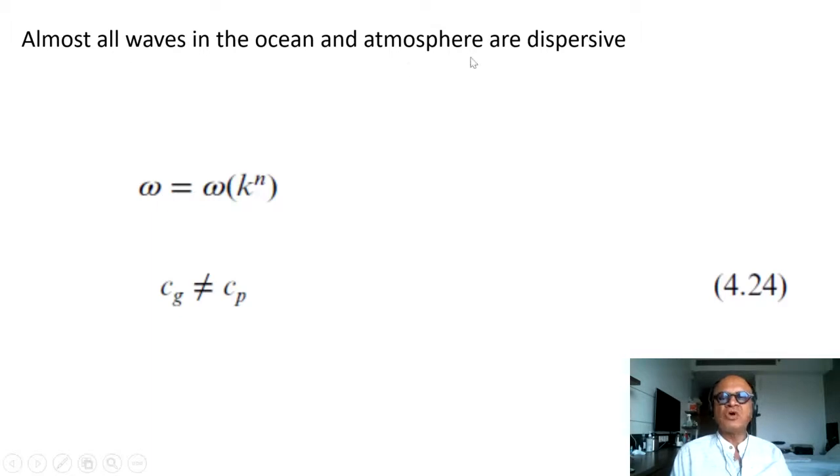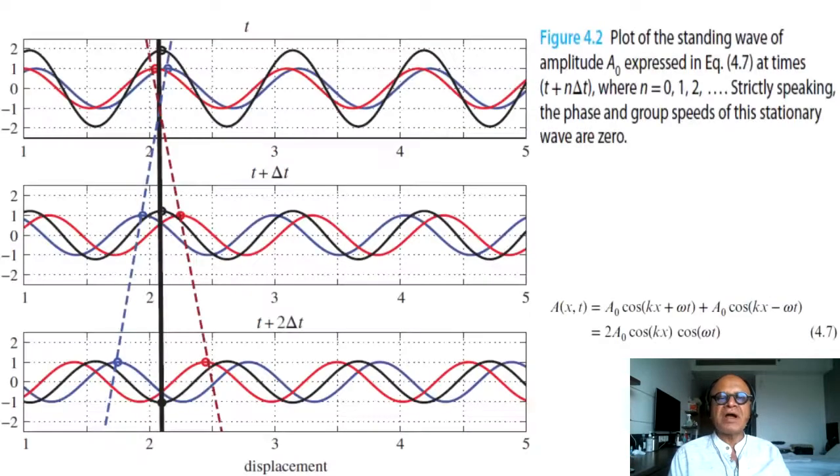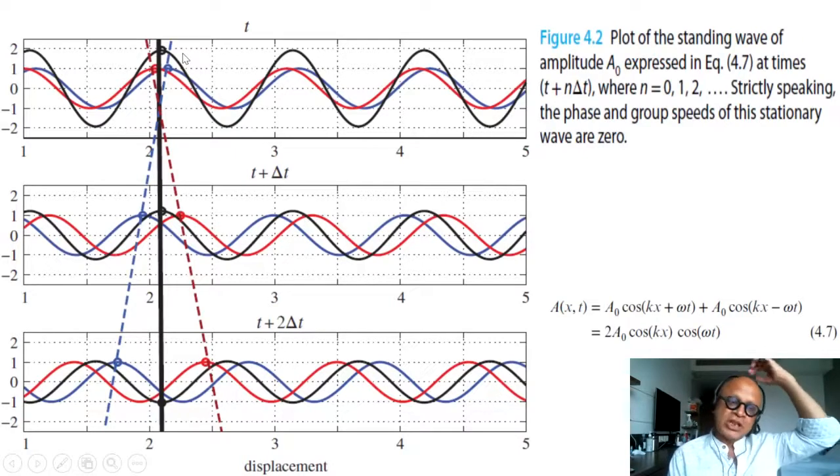Almost all waves in the ocean and atmosphere are dispersive, which means the frequency is a complex function of spatial scale. So something like omega is a function of k to the n, where k is the wave number, and of course group velocity is not equal to phase velocity, which combined with the background state has implications not only for modulation of the waveform, but also for aggregating wave energy in one place or dispersing it in another place.